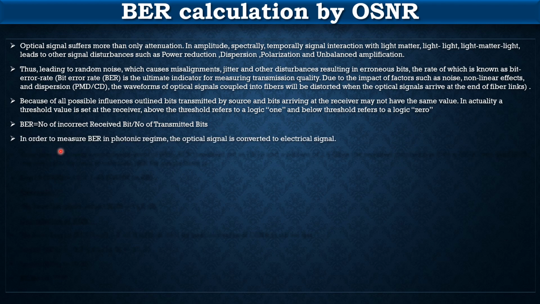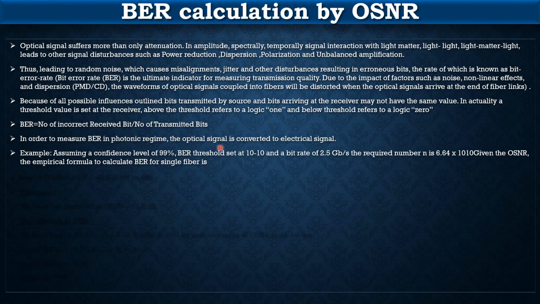In order to measure BER in the photonic region, the optical signal is converted to an electrical signal. Assuming a confidence level of 90%, the BER threshold is set to 10^-10, and a bit rate of 2.5 GHz. The required number n is 6.64 × 10^-10 given in the OSNR. The empirical formula to calculate BER of a single fiber is log10 BER = 10.7 − 1.45 × OSNR in dB. We can understand it by an example.